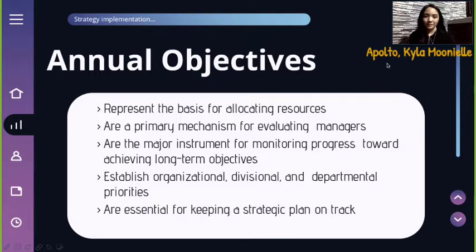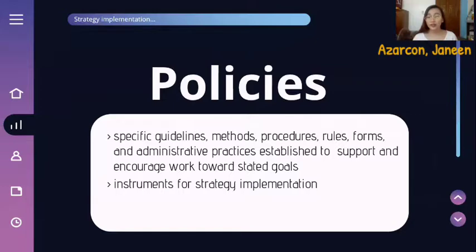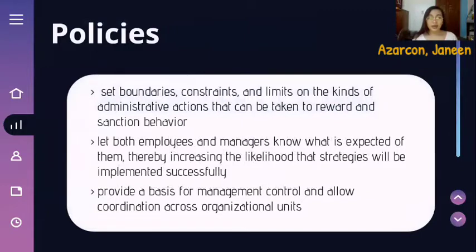Janine Azarcon. So policies refer to specific guidelines, methods, procedures, rules, forms, and administrative practices established to support and encourage work towards stated goals. They are designed to guide the behavior of managers in relation to the pursuit and achievement of strategies and objectives. It is an instrument for strategy implementation. It sets boundaries, constraints, and limits on the kinds of administrative actions that can be taken to reward and sanction behavior, so they clarify what can and cannot be done.